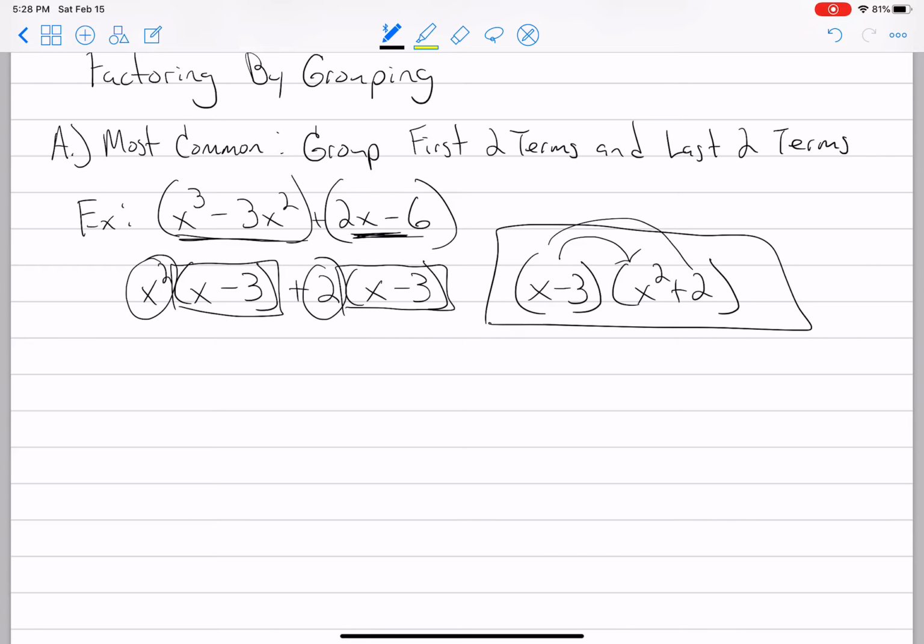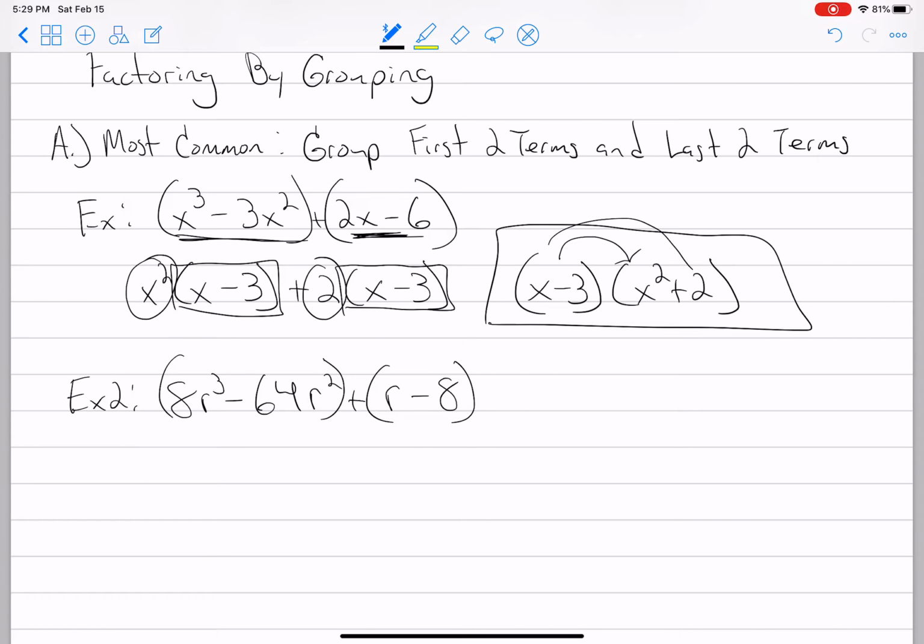So let's do another one that looks kind of similar to this. So let's write this next example. Example 2 says, what is this? 8r cubed minus 64r squared plus r minus 8. Okay? So again, this is what's going to happen most commonly: I'm going to group the first 2 terms and the last 2 terms.